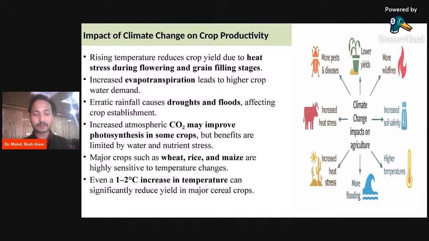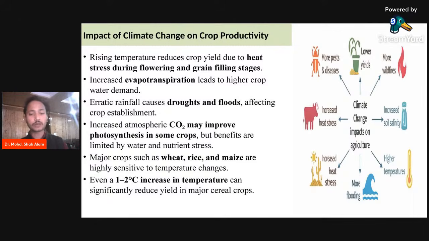Next, increasing atmospheric carbon dioxide may improve photosynthesis in some crops, but the benefit is limited by water and nutrient stress. The increased amount of CO2 will help photosynthesis in crops like C4 crops, which have water efficiency, but in C3 crops it will not help as much.